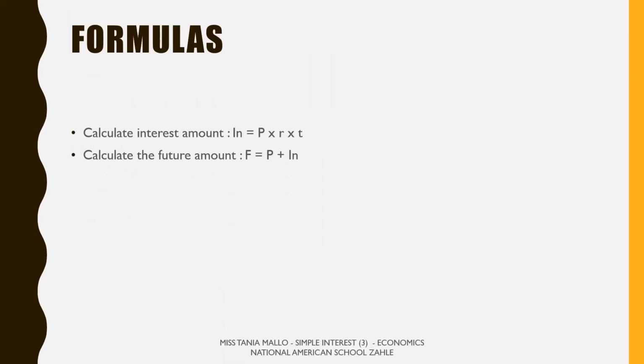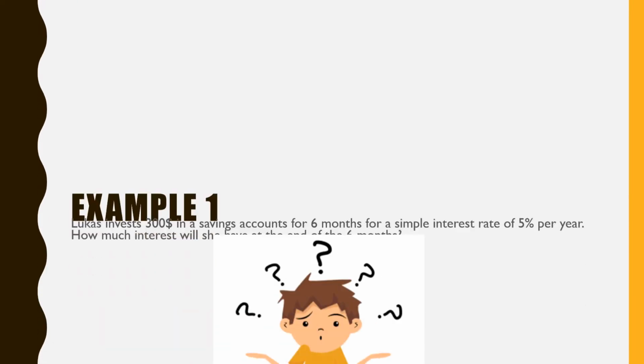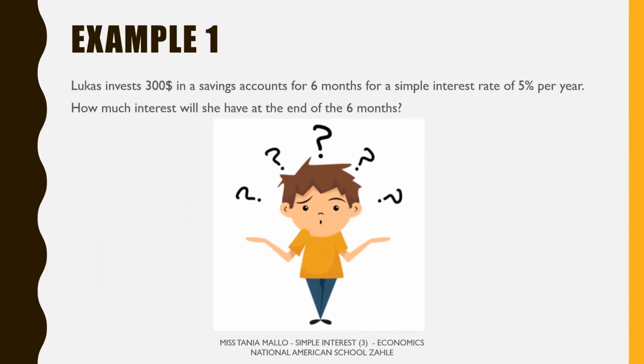So this is a reminder of the formulas that we have learned, the interest and the future value. In this example, we're going to see that R and T are in different periods. R is in years and T is in months. In this case, I cannot calculate I without converting. So in this example, we're going to see how to convert.